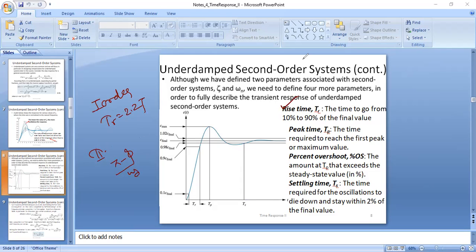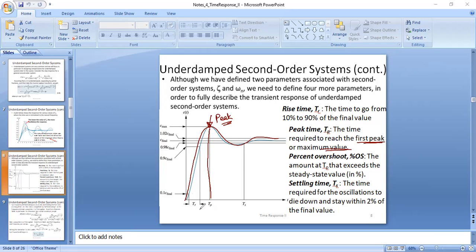Now peak time is what? The time required to reach the first peak of the maximum value. Now, if you see this graph, it is going like this and like this. So this is your first peak. The time taken by your response to reach the first peak is nothing but your peak time.